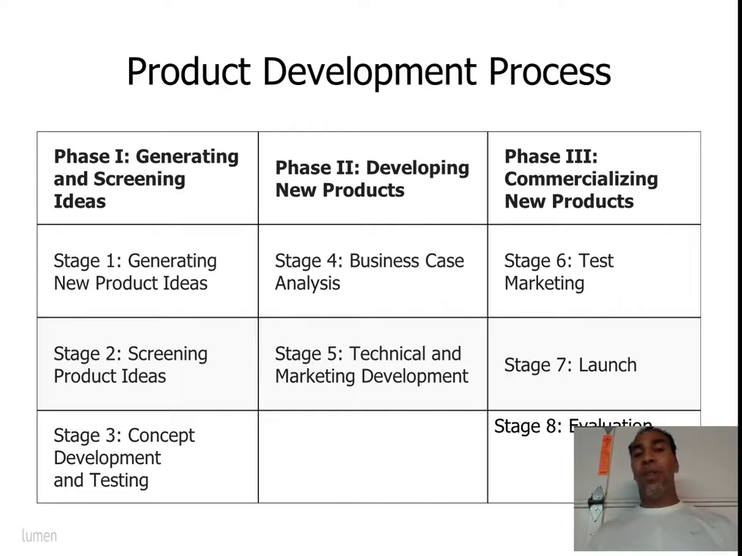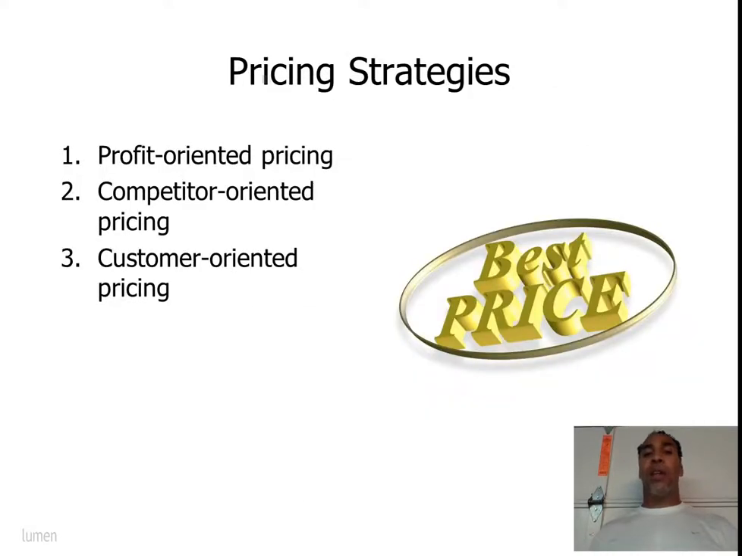And then in phase two, you develop new products. So you take a business case and analysis, and then you take technical and marketing development and move on from there. Then phase three, commercializing new products. So you want to get it out there. So you have test marketing, you launch it, and then you evaluate it after you launch it. Did things go right? Did we market it the right way? Or did we do everything wrong and we need to change everything?